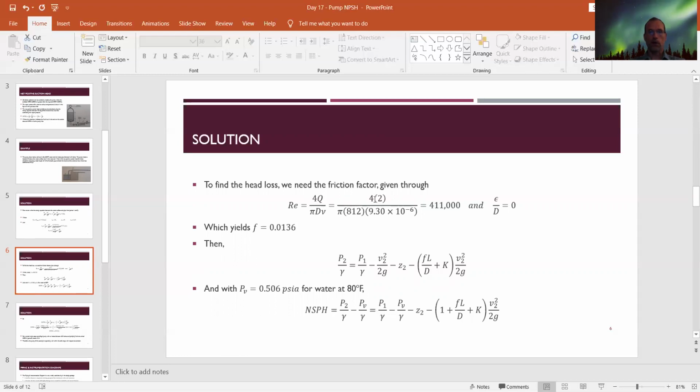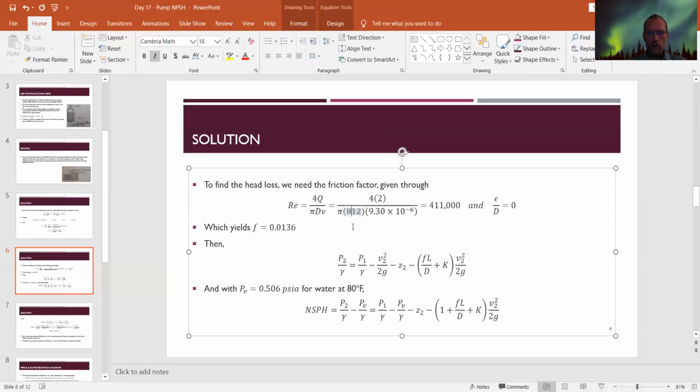So 4 times my flow rate of Q, 2 cubic feet per second, over pi times the diameter, which is 8 divided by 12, because that's in feet, and then the kinematic viscosity of water, which I'm going to have to look up in a table. So at 80 degrees Fahrenheit, which is what this was for, I have a kinematic viscosity of 9.3 times 10 to the negative 6 feet squared per second. So my Reynolds number in this case is 411,000.